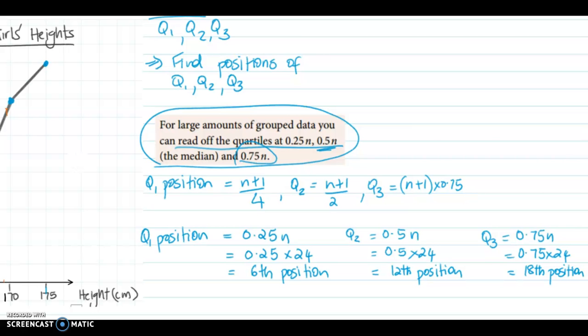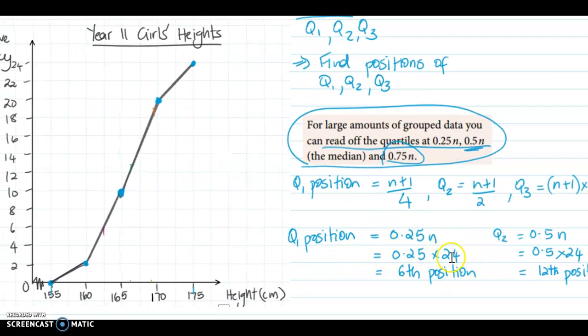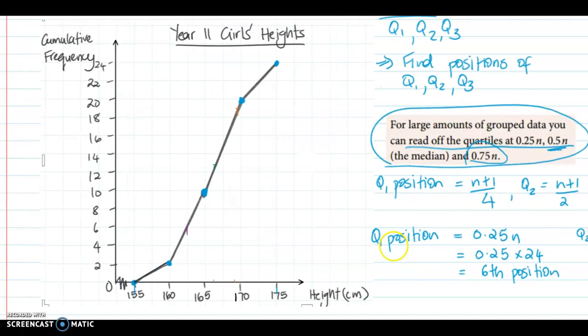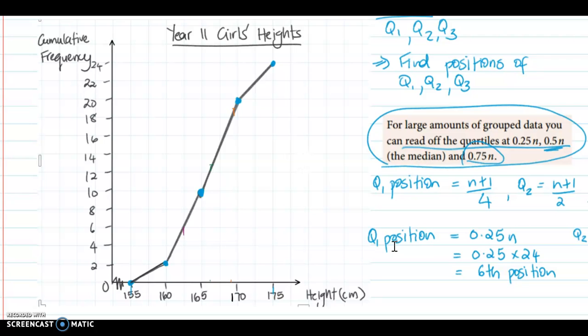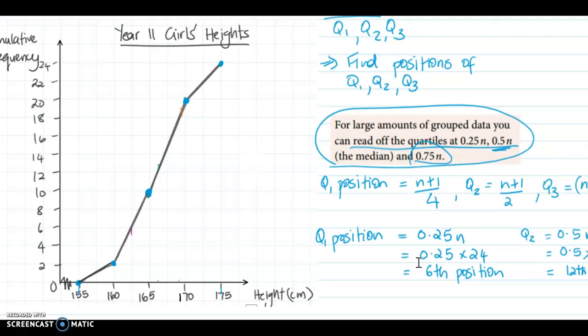Now, what we do then is locate these positions on our polygon. So we locate the 6th position, the 12th position and the 18th position on the cumulative frequency column, and let's see what we get. So if we go to our polygon and look for each of these positions, 6, 12, and 18, let's just identify that over there, and over there, and over there.